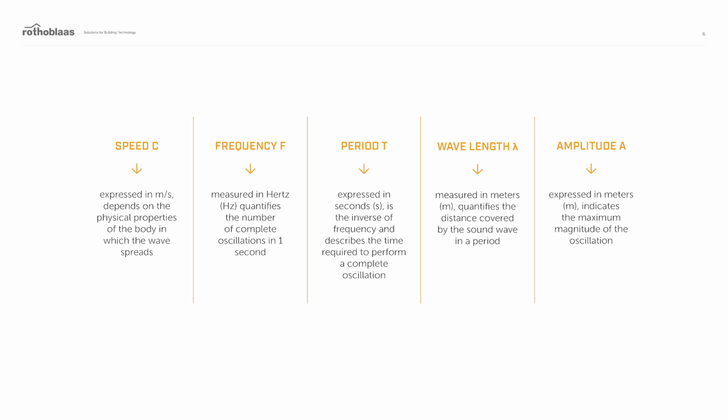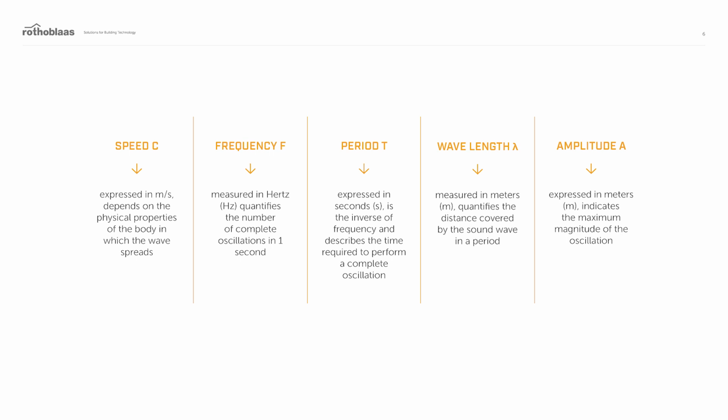Speed, c, expressed in meters per second, depends on the physical properties of the body in which the wave spreads. Frequency, f, measured in hertz, quantifies the number of complete oscillations in 1 second. Period, T, expressed in seconds, is the inverse of frequency and describes the time required to perform a complete oscillation.